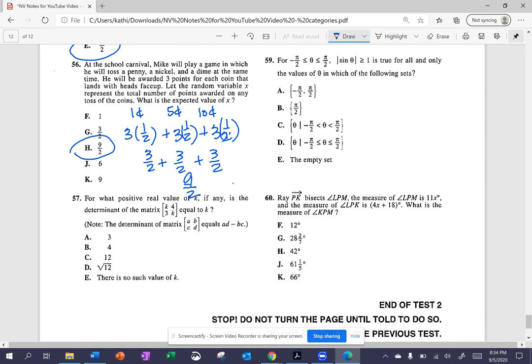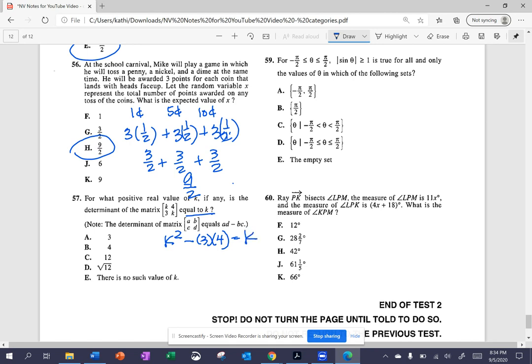For what positive real value of k, if any, is the determinant of the matrix equal to k? The determinant of the matrix equals AD minus BC. So A times D is K times K, which is K squared, minus B times C. So 3 times 4. And it says equal to K. So I'm going to set this equal to K.